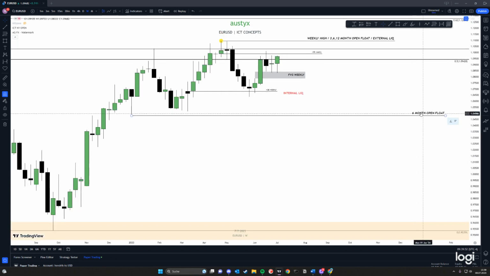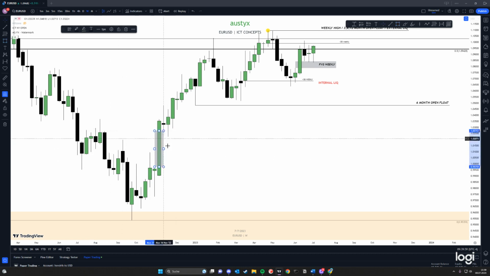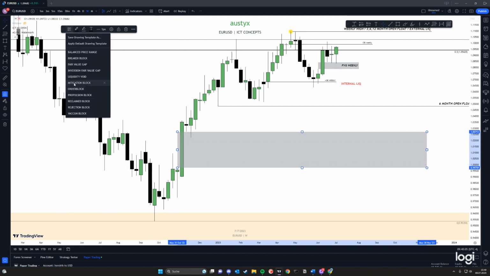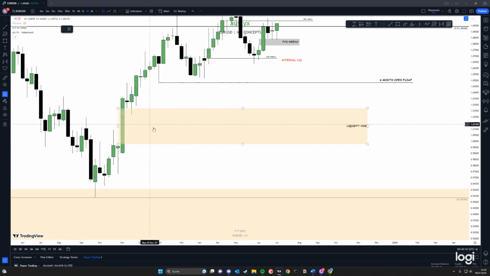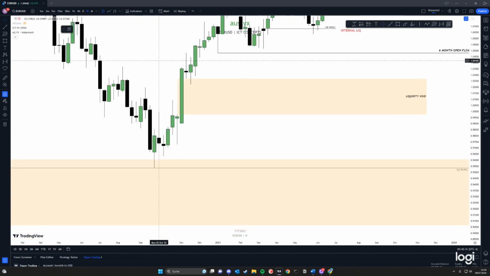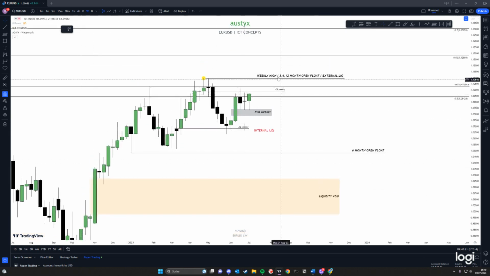This is the 6-month open float below, and we've had a pretty decent, well, you could call it liquidity void. There are definitely going to be more FVGs than one inside this on the lower time frames. So liquidity void. This might also be of significant importance, but we might also see it unbalanced. We'll see. Yeah, and this is the 6-month open float low, equivalent to the 6-month open float high, which we have here.